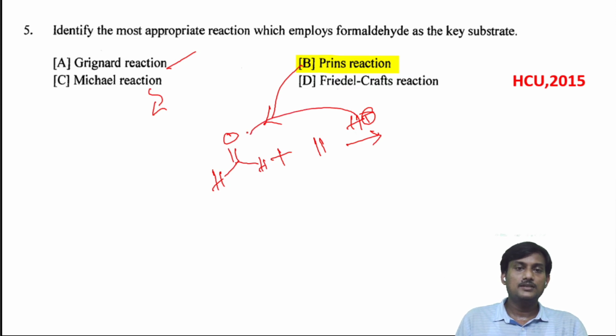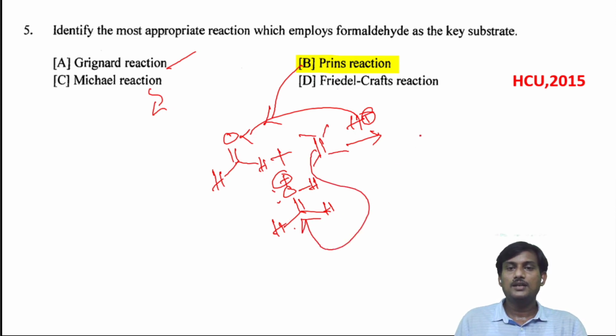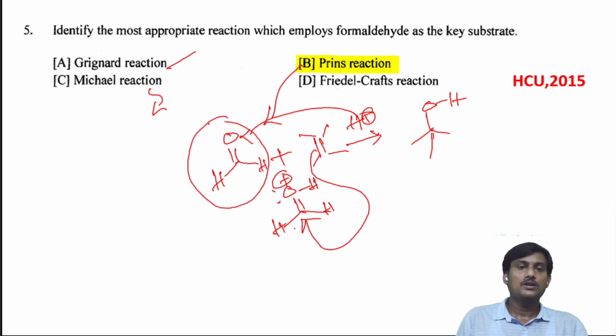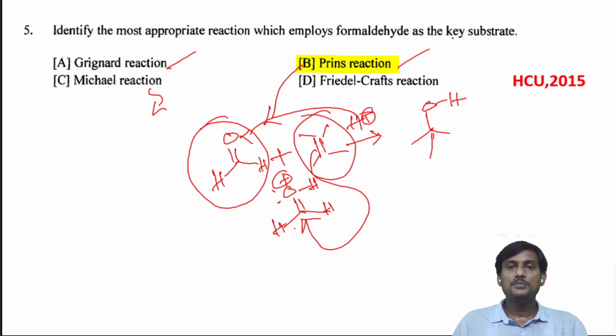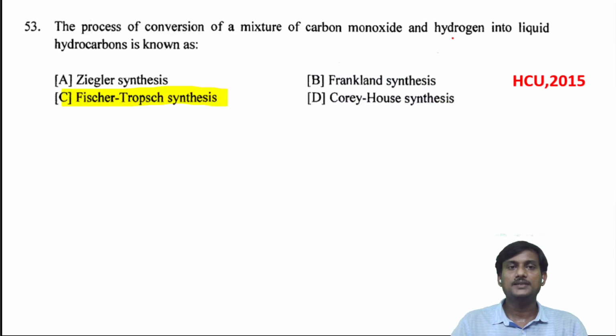In the presence of acid, there is a protonation of formaldehyde. Here we will get a positive charge, and the pi electrons of the alkene will attack, and an electrophilic addition reaction takes place. This electrophilic addition reaction between a carbonyl compound and an alkene in the presence of acid is named the Prins reaction. In the Prins reaction, we use formaldehyde.